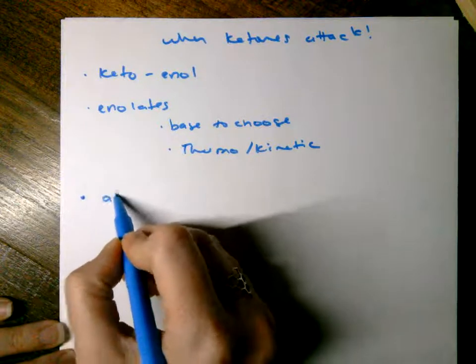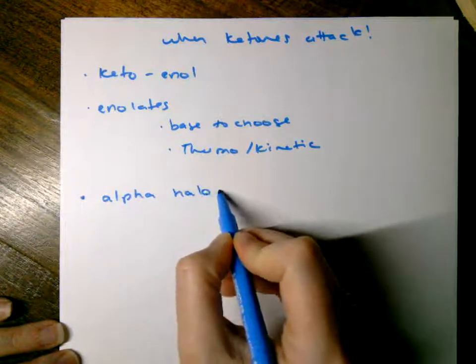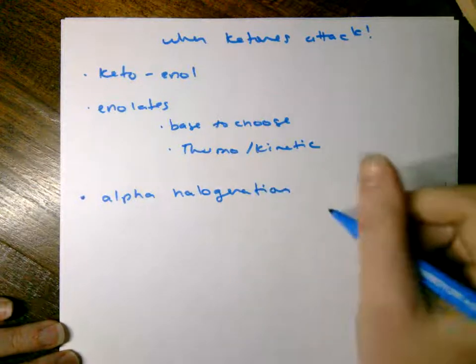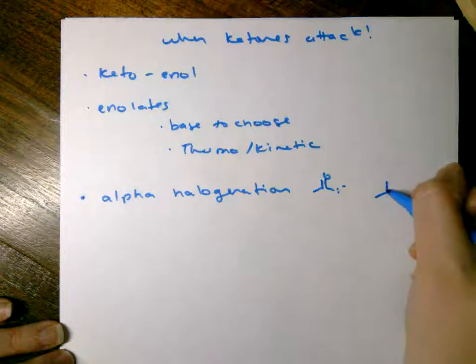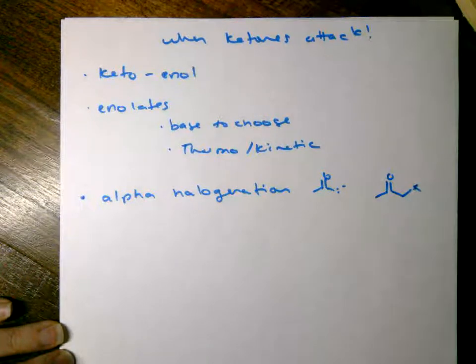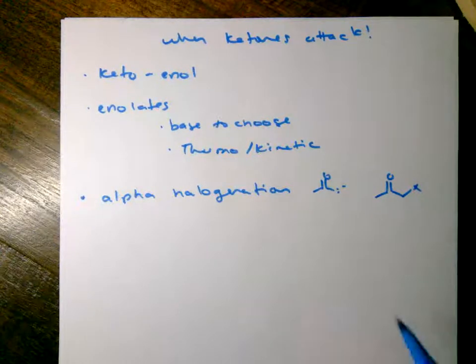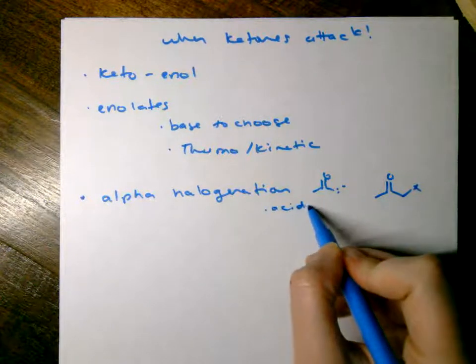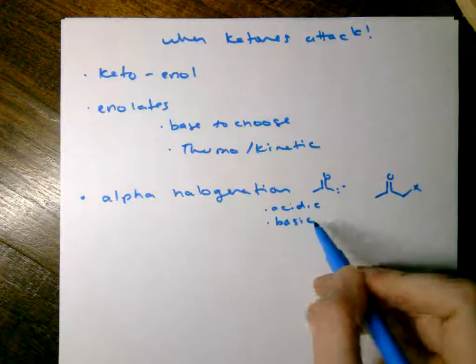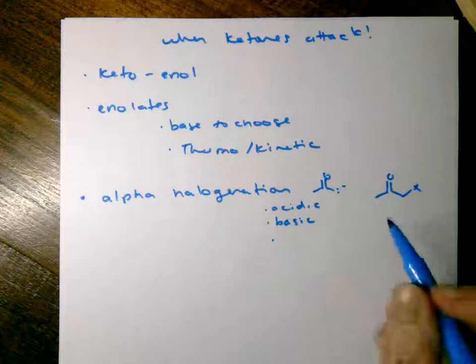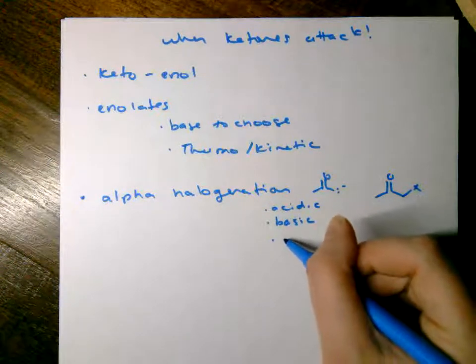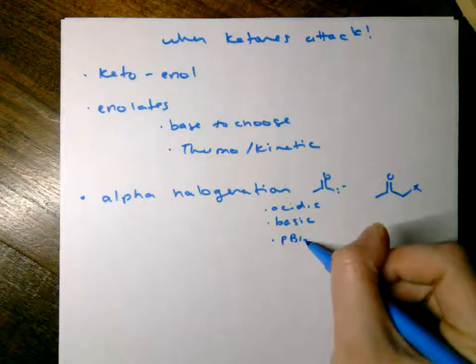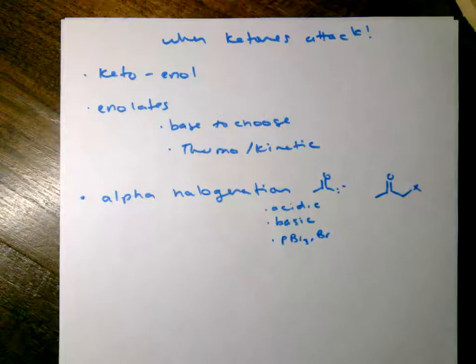One is called alpha halogenation, which basically means you make your enol, this is the alpha position, and then you put a halogen right there, okay? And you can do that in acidic, basic, and there's a special one like HVZ, Hell-something, I don't remember. But it's basically PBr3 and then bromine to do a bromination. So those are kind of the three ways you can halogenate.